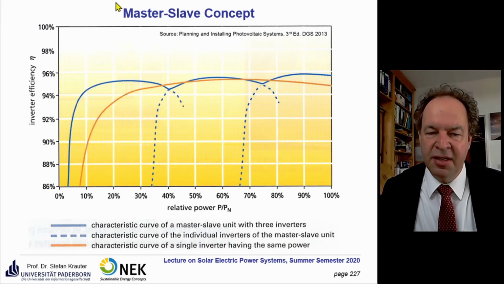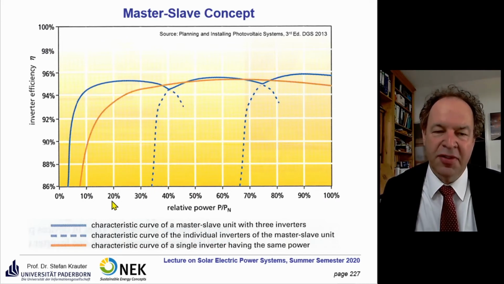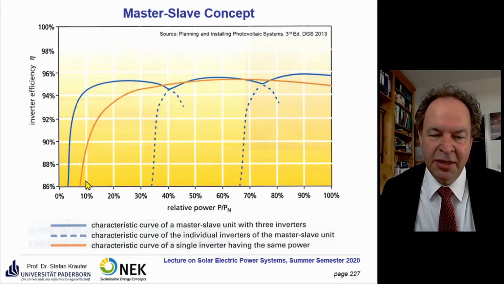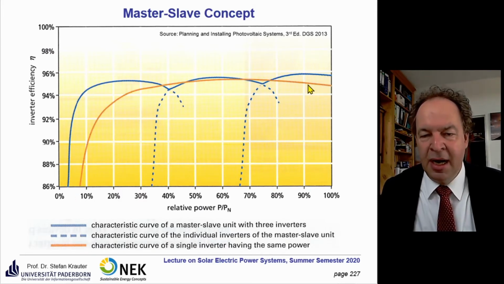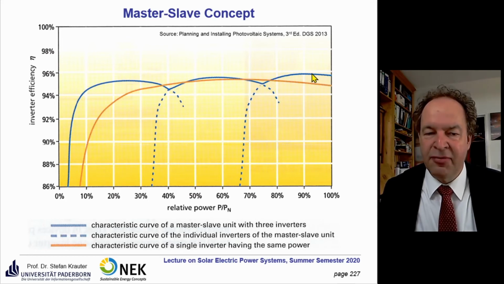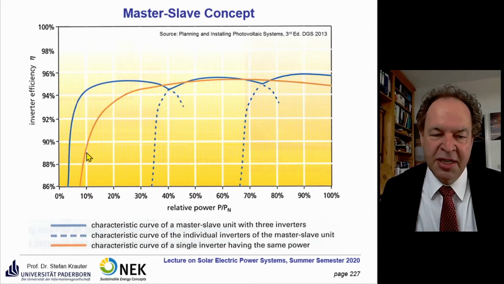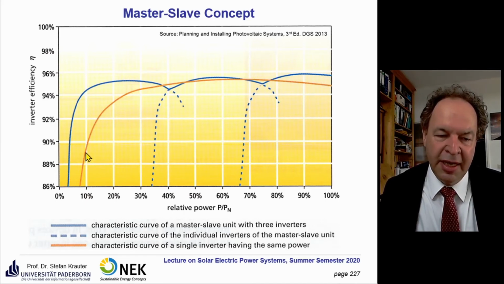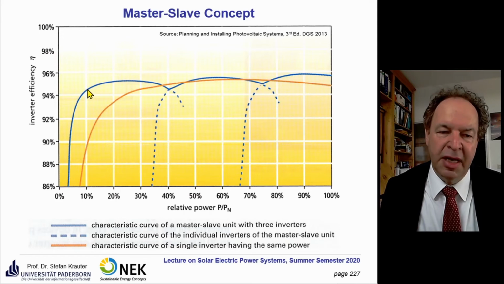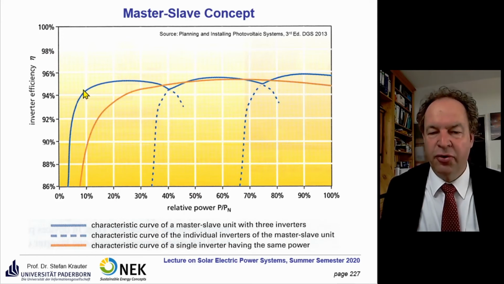Here you see the graphic representation of the master-slave concept. If you have a single central inverter only, you will have a curve like this. And if you have 3 different inverters here, they operate always at a very high efficiency, especially here. If you go to 10%, then your single inverter would work only at, how much is it, 89% conversion efficiency, while your master-slave concept would work at 94.5% conversion efficiency.